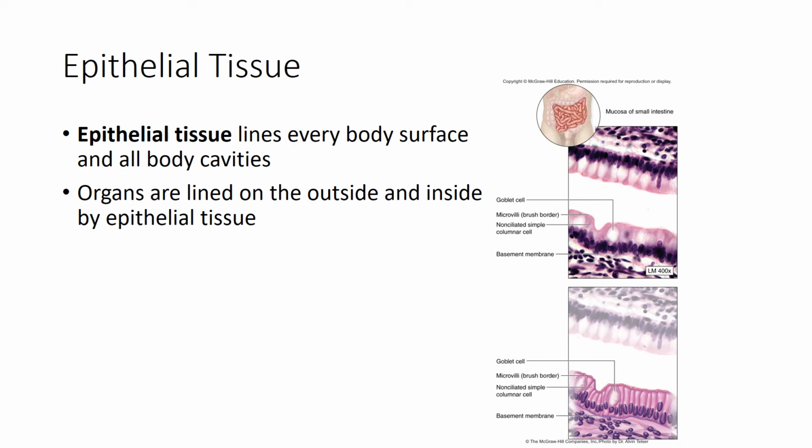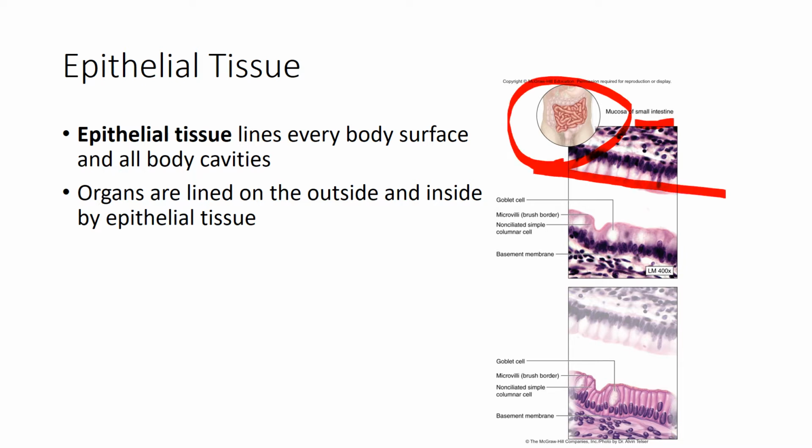All right, let's begin with epithelial tissue. And so this is what is going to line every body surface and all of our body cavities. And our organs are going to be lined on the outside and the inside by epithelial tissue. Let's take a look here. What we have is the small intestine.